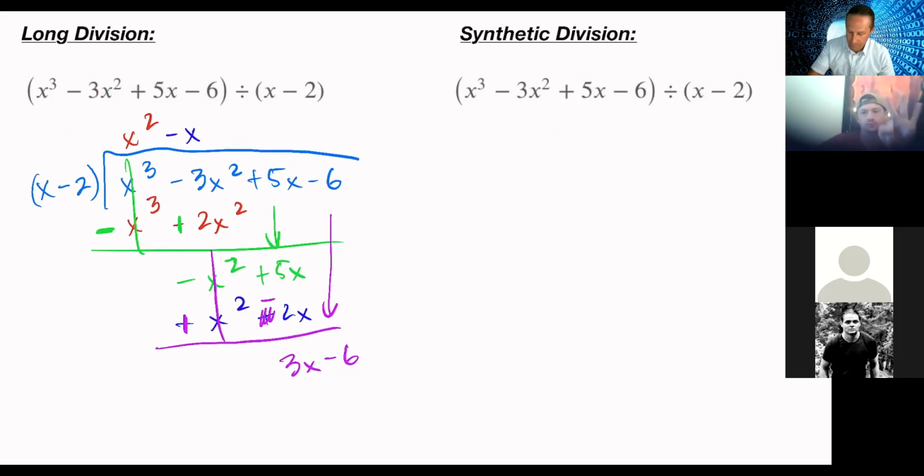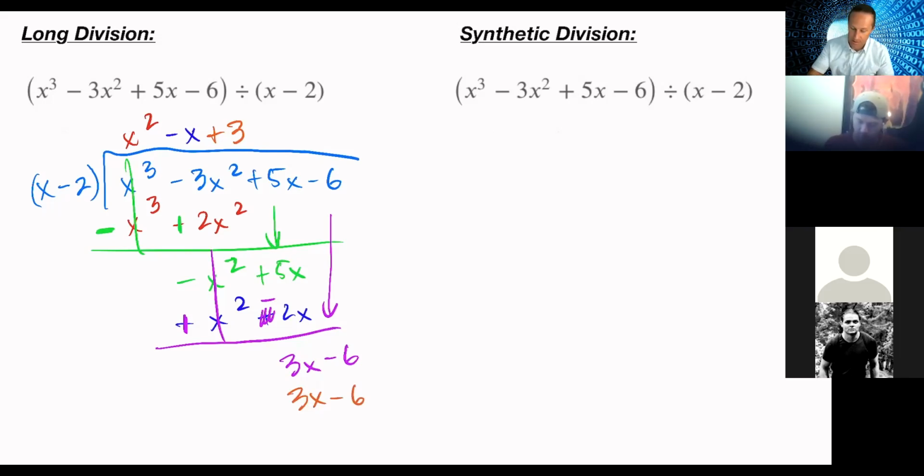3. Good. Positive or negative? Does it matter? Positive. Very good. Positive 3 times x gives me my 3x. I always want to get exactly what I had because I know I'm going to subtract to cancel it out. Okay. But don't forget the positive 3 times negative 2 works out really well.